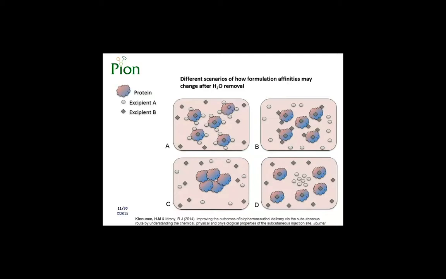These diagrams show 4 hypothetical scenarios that illustrate the potential reorganization of a protein in the presence of 2 excipients following subcutaneous injection. In scenario A, all the components remain associated in the same way within the ECM. In scenario B, excipient A is removed and excipient B associates more strongly with the protein. In example C, all the excipients leave and the protein aggregates, possibly forming a precipitate. Finally, in example D, the protein and excipient B are removed and excipient A aggregates in the ECM.